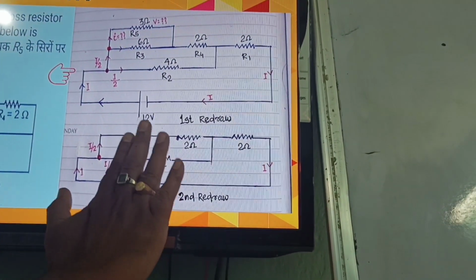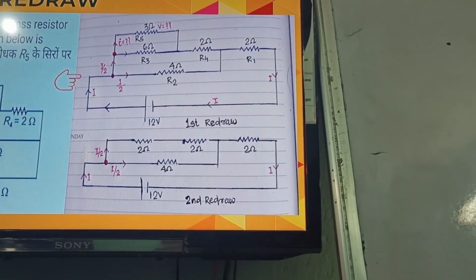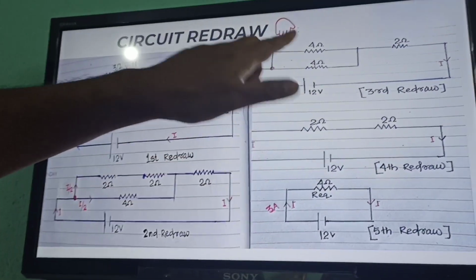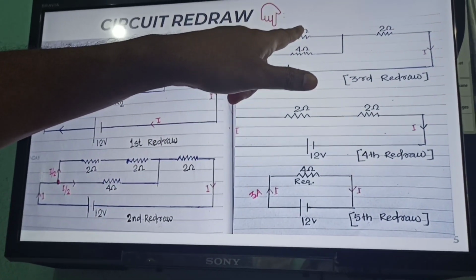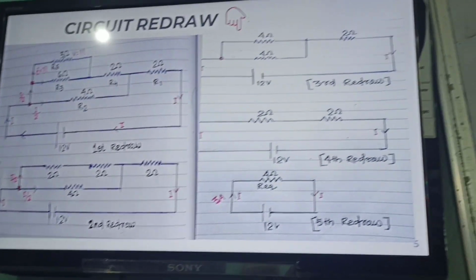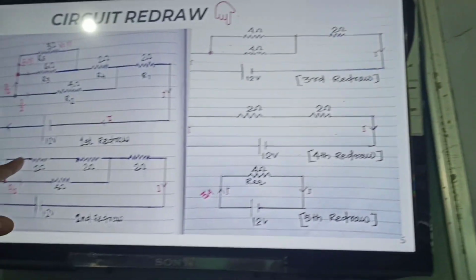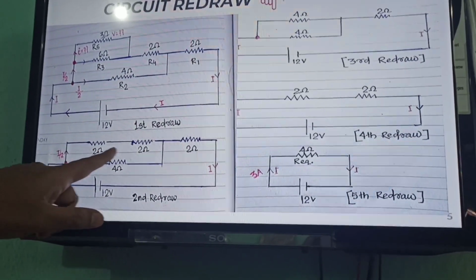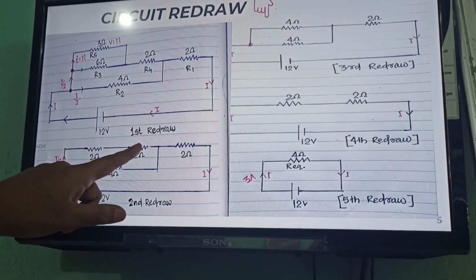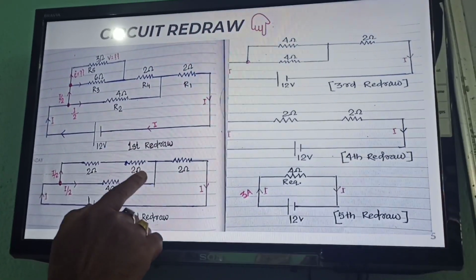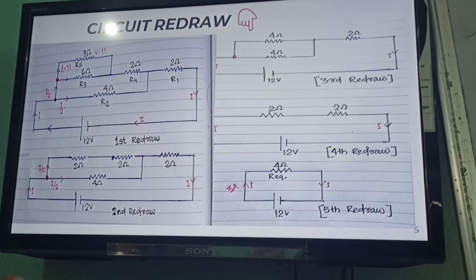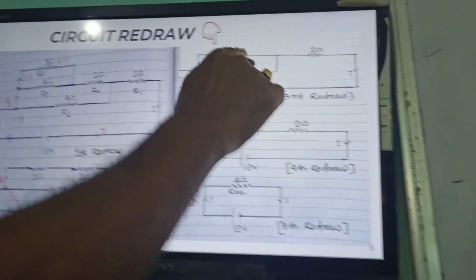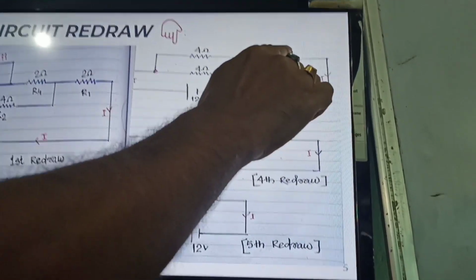Now after this second redraw, come to the third redraw. In the third redraw, this is coming as 4 ohm. How 4 ohm? You can see this 2 ohm and this 2 ohm. Is that clear? This 2 ohm and this 2 ohm are connected in series. In series, the resistors are added, so 2 ohm plus 2 ohm is 4 ohm, and here is also 4 ohm. So in the third redraw, it is 4 ohm, 4 ohm, and another remaining 2 ohm.